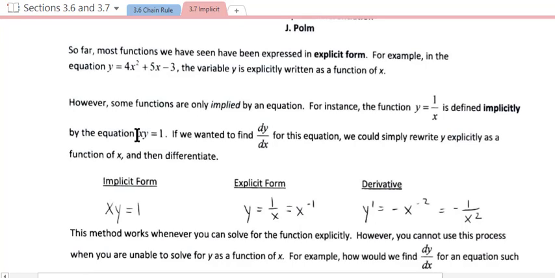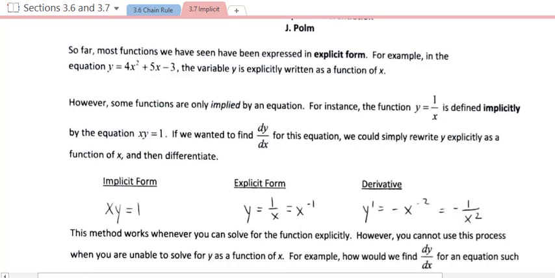For instance, if I had the relationship x times y equals 1, I don't have y on one side and only x on the other, but all I have to do is divide both sides by x, and then I could have it explicitly as y is a function of x. So for something like x times y equals 1, that's exactly what I would do. I would solve for y. I can get 1 over x. To take the derivative of that, I would need to rewrite it to use the power rule as x to the negative 1, and then I would use the power rule and I could get the answer.